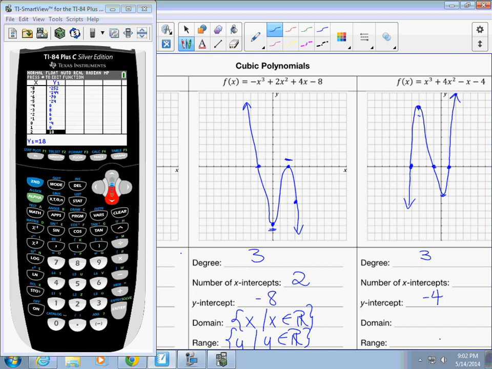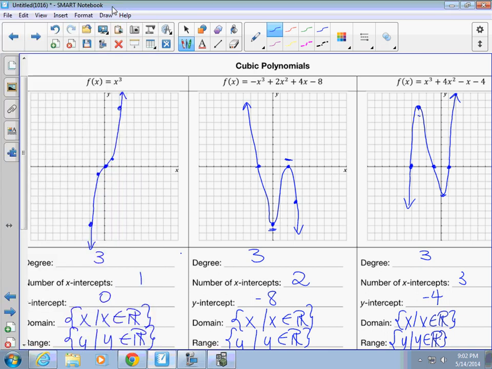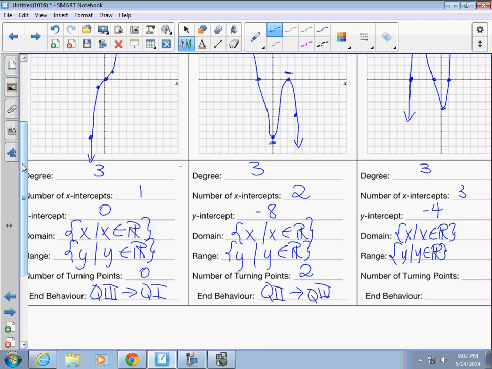So number of x-intercepts, there were 3 for this one. Domain, again, I can use all of my x values. And my range is the same thing. Number of turning points, so my graph was going up, and then it turned and went down, so that's one turning point, and then it hit the y-intercept, and then it turned and went back up, so it had 2 turning points. It started in quadrant 3, and ends in quadrant 1.